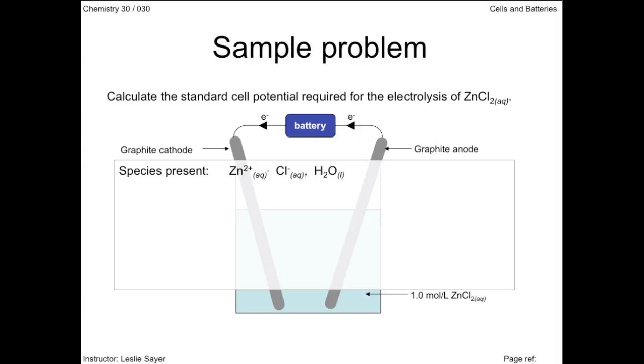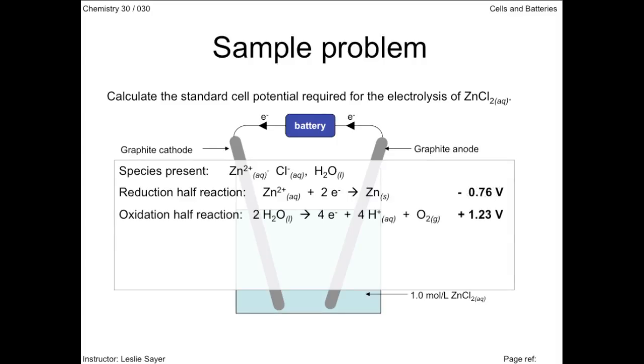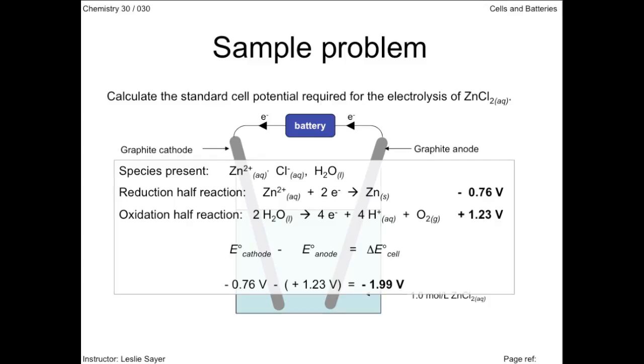By looking at our data book, we can see that the zinc ion is the strongest oxidizing agent. So we show the electrical potential for the reduction of zinc. The chloride ion is a reducing agent, but an even stronger reducing agent is water. We then apply our equation to calculate the cell's standard electrical potential. The standard cell potential required for the electrolysis of zinc chloride solution is 1.99 volts.